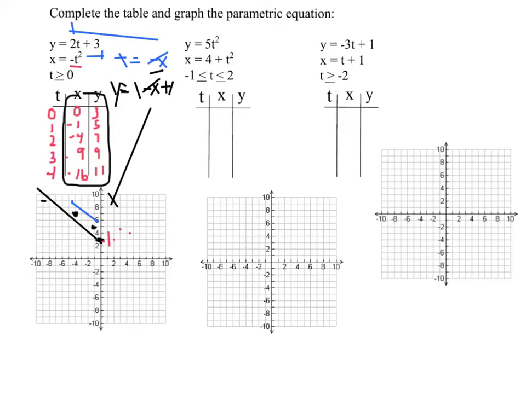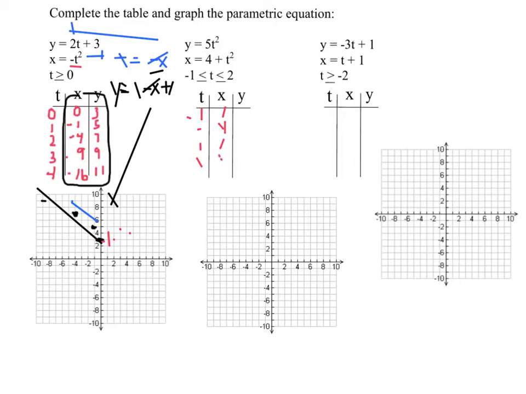All right, let's do the next one. Now I do give you a range of x and y. So it went from negative 1 to 2, so negative 1, 0, 1, 2. So 4 plus negative 1 squared is 5. 4 plus 0 squared is 4. 4 plus 1 squared is 5. 4 plus 2 squared is 8.